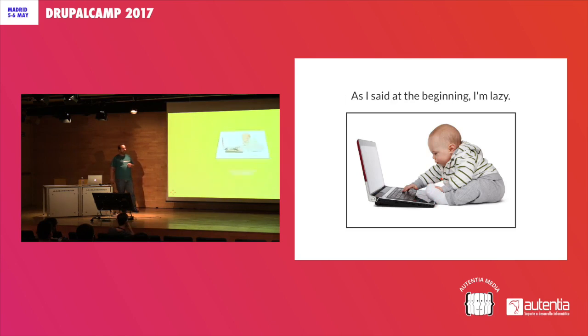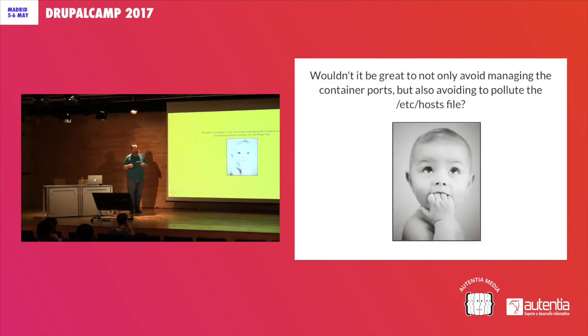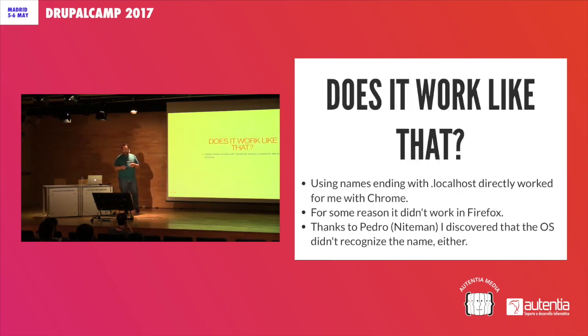As I said, I'm lazy. So I don't want to edit every time the host file, to add every single project in local, right? And at first, when I created the names ending in localhost, Chrome directly detects them. So I don't need to add anything to the host file. It knows that it's the localhost, but not for Firefox. And even not for the console, for the CLI.